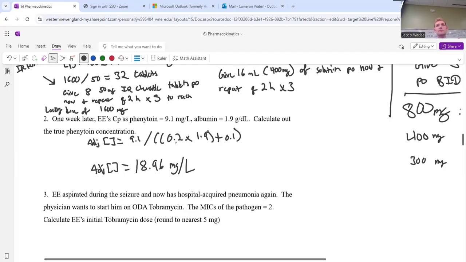Wait, say it again, so the 0.2, what is it if there's renal failure? If creatinine clearance is less than 10, the 0.2 turns into 0.1. Oh, okay.